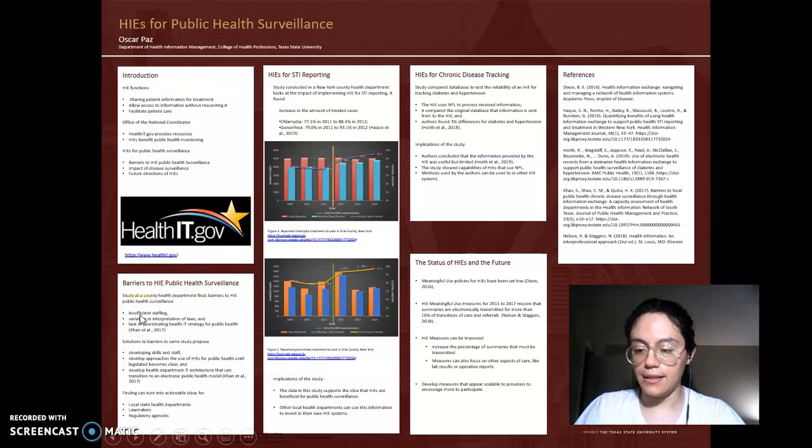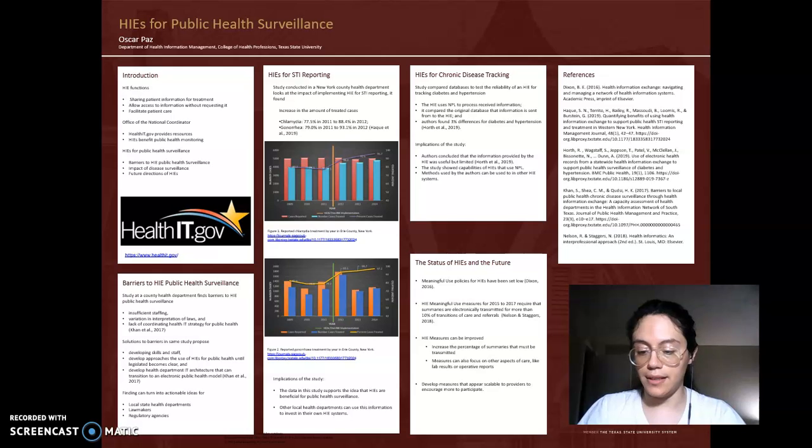A study conducted at a county health department in Texas that used surveys and interviews to learn about barriers to HIE public health surveillance found that insufficient staffing, variation in the interpretation of laws, and lack of coordinating health IT strategy for public health were obstacles that the health department was experiencing.